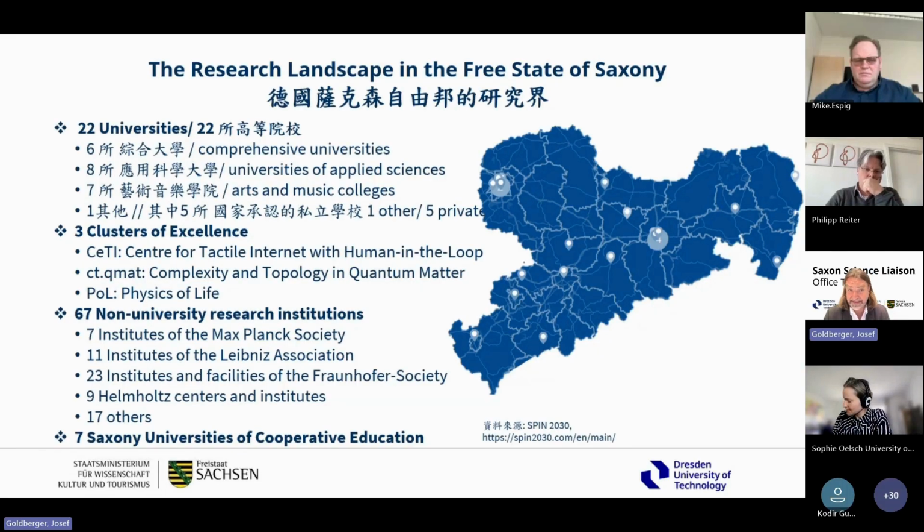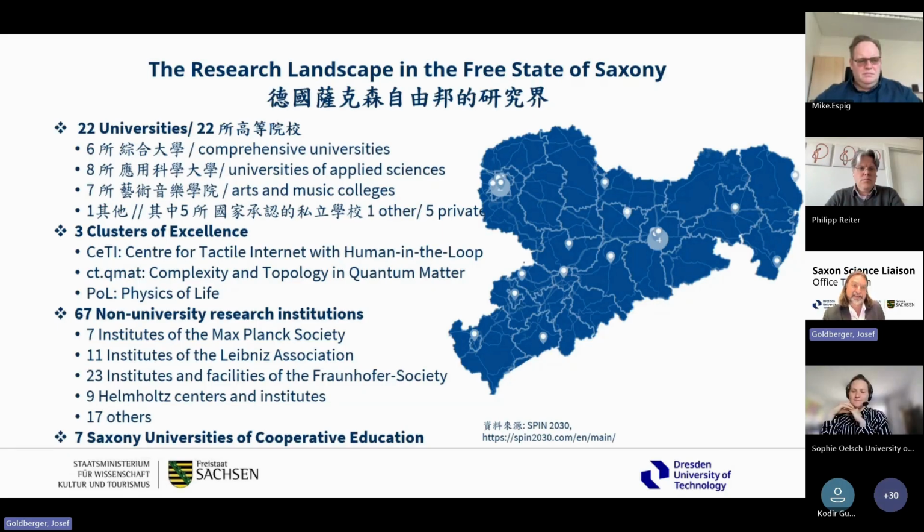Of course, Saxony is also a state of culture, so we have arts and music colleges and so on. Most universities in Saxony are actually state universities, not private universities, public universities. And the good thing for you is, as you'll soon probably find out in the other talks by the other professors, you do not pay tuition fees in public state universities.